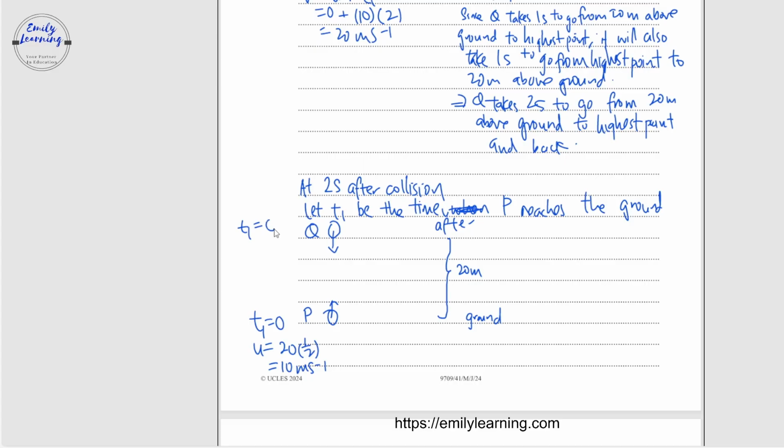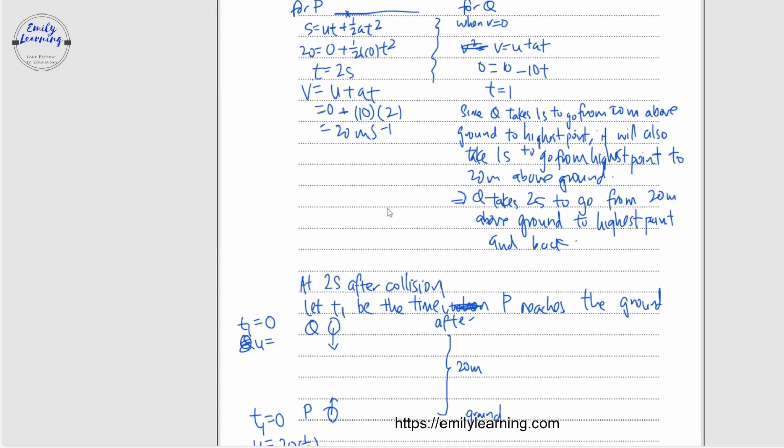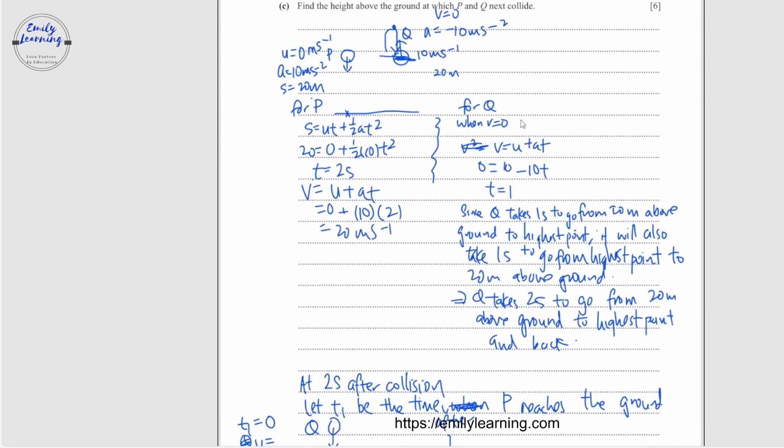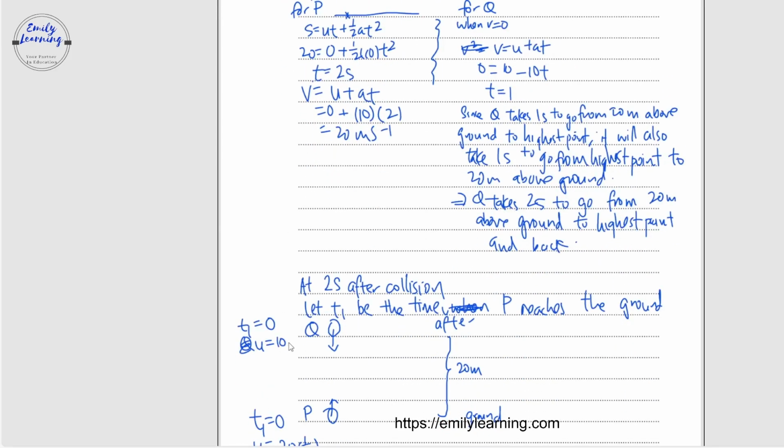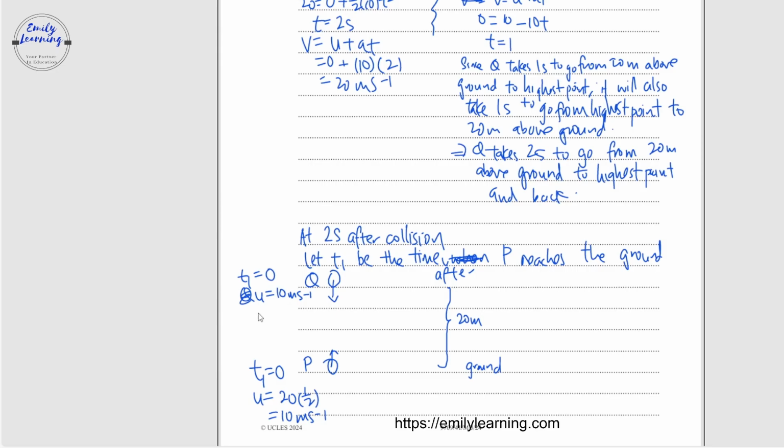At T1 equals 0, I know that the initial speed of Q is 10 meters per second. Because it's moving down, it's accelerating at 10 meters per second square. And because P is moving upwards, it is accelerating at negative 10 meters per second square.